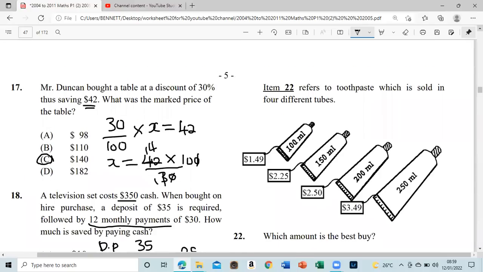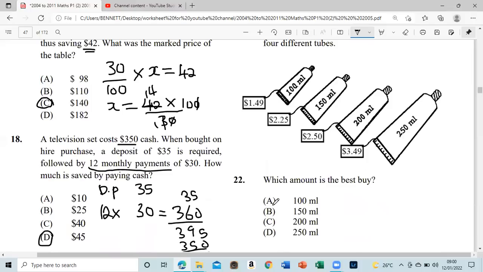Now the item that refers to the toothpaste, which is sold in different tubes. So 100 milliliter for $1.49, 150 for $2.25, and this one, $2.50 for 200. That looks like a good deal. Let's round it off, guys, $3.50 to $2.50. If we double this, it'll be $3. This is another one that's good. The 200 milliliter at $2.50 is the best deal, that's what they write here.